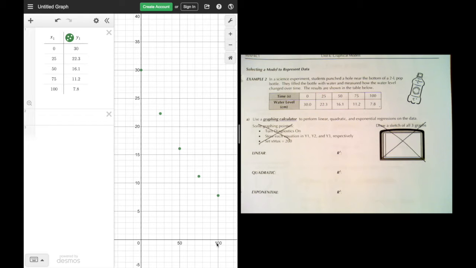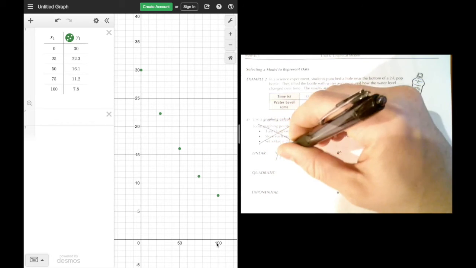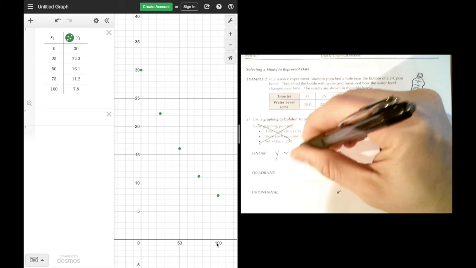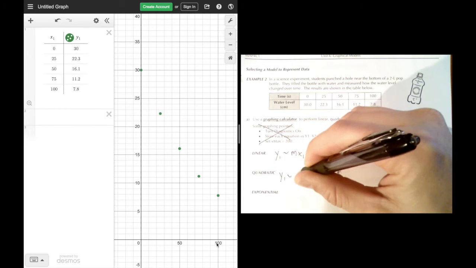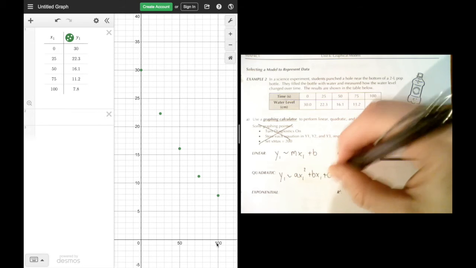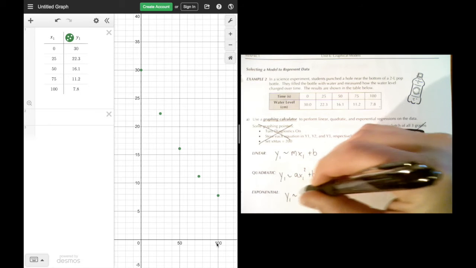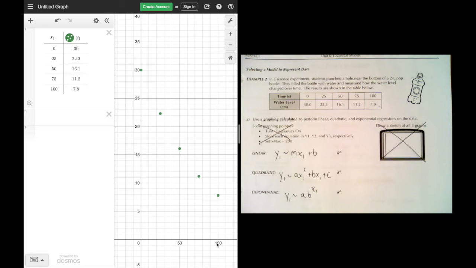Let's use some regression to decide. If we remember, linear regression looks like this: y1 squiggly line mx1 plus b. Quadratic looks like y1 squiggly line ax1 squared plus bx1 plus c. And exponential looks like y1 squiggly line a b to the x1 exponent. So what we're going to do is type all three of these equations in at once on Desmos and then look at our r-squared values.